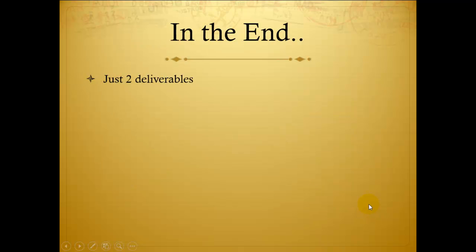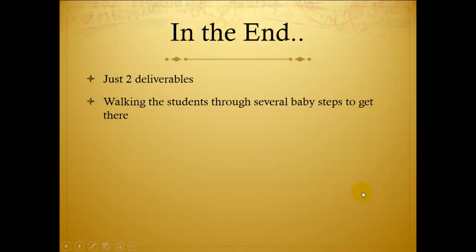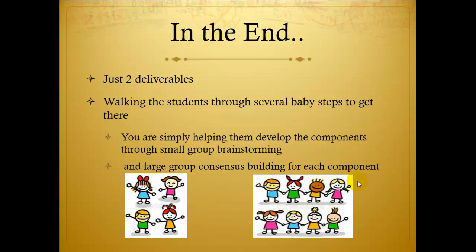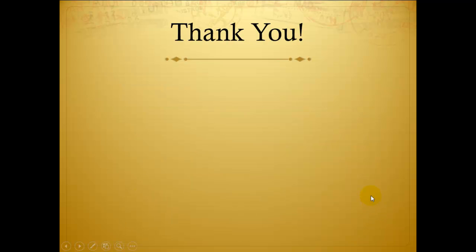So in the end, right, all the steps, there's just 2 deliverables, and we're walking the students through several baby steps to get them there. And in doing that, you're simply helping them develop the components through small group brainstorming, and then they come together and they do some large group consensus building for each of those smaller components. So small group, big group, small group, big group. That's really the brunt of it all.